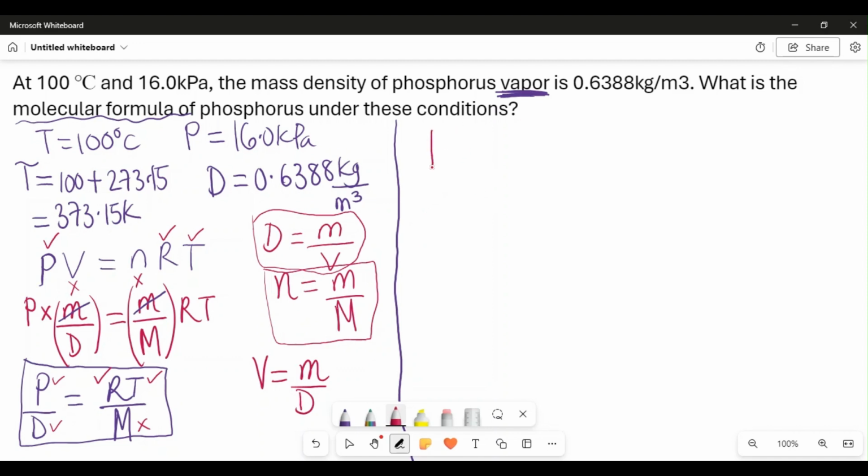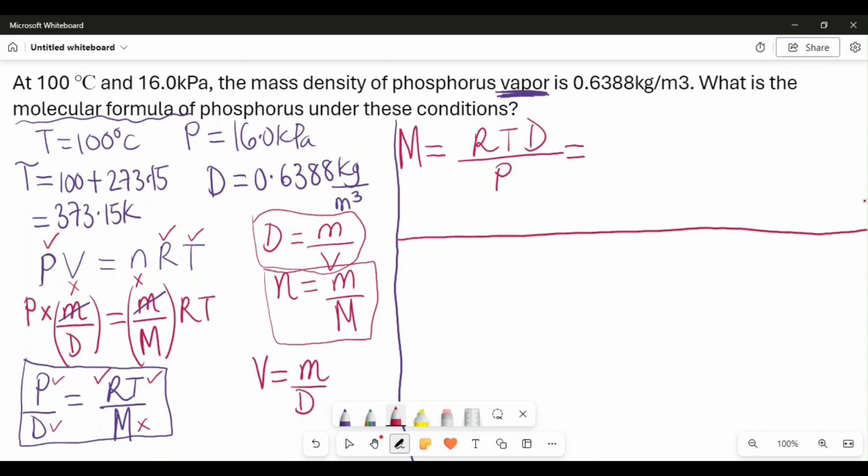So to get this equation in terms of M, we end up with RTD over P: gas constant times temperature times density divided by pressure. And then we can input our information into this formula. Now, before we go on to solve anything further, I want to first show you guys something about the units.